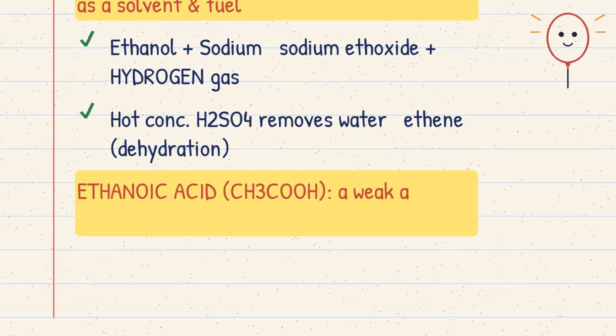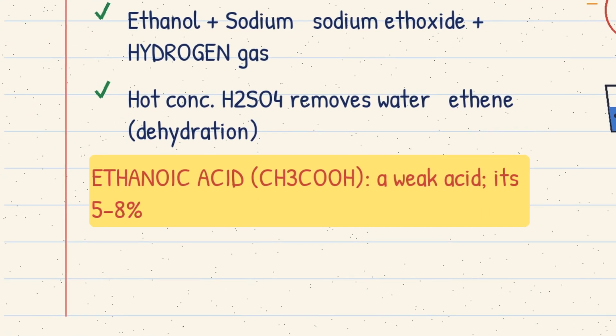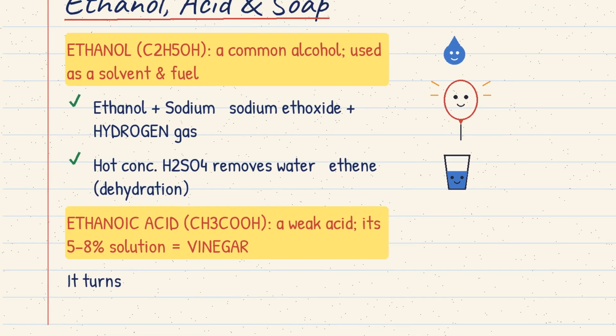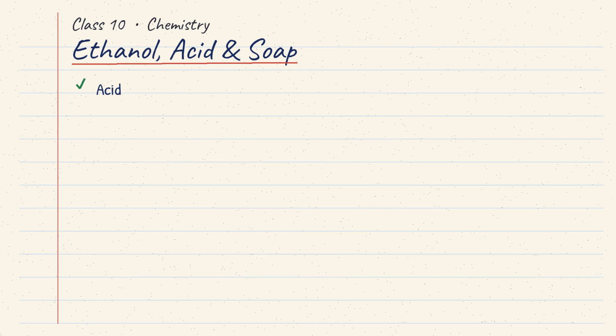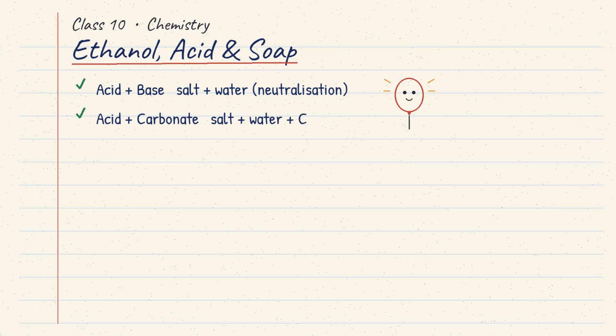It is a weak acid, sour to taste, and a dilute solution of it is the vinegar in your kitchen. Being an acid, it turns blue litmus paper red. Ethanoic acid reacts with a base like sodium hydroxide to give a salt and water. And with a carbonate, like baking soda, it fizzes, giving a salt, water, and carbon dioxide gas.